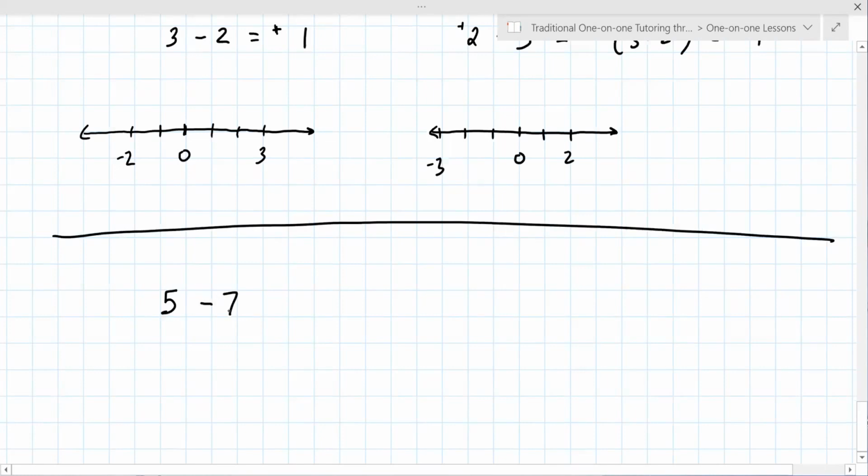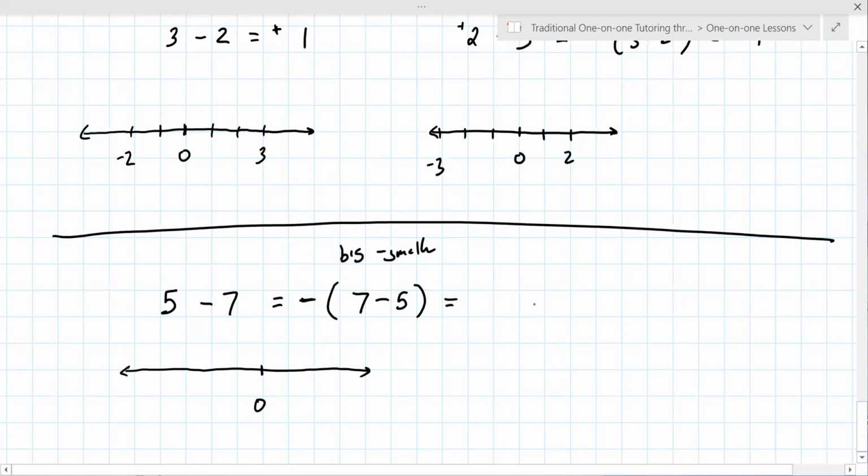5 minus 7. Okay. Which is further from 0, 5 or -7? Oh, -7. Right. So that tells you the answer is negative. And then you take the 7 and subtract 5. It's always the bigger minus the smaller, which is -2. Okay.